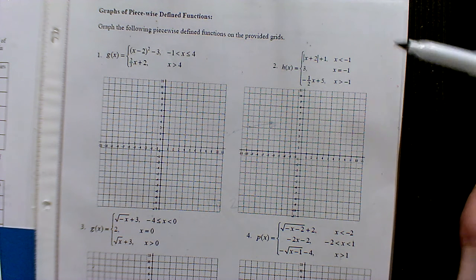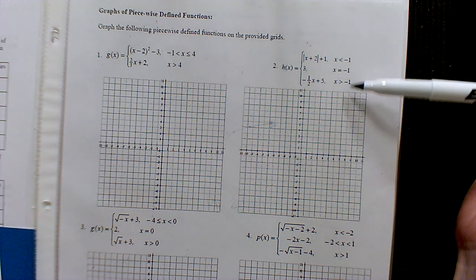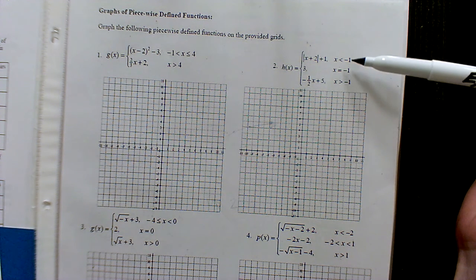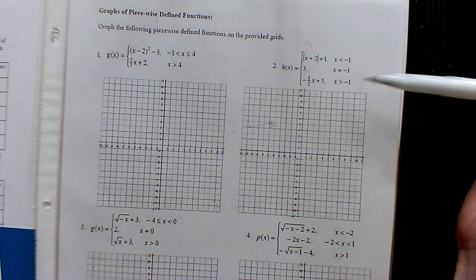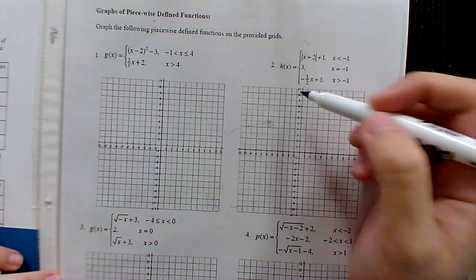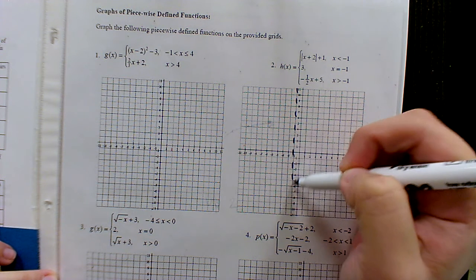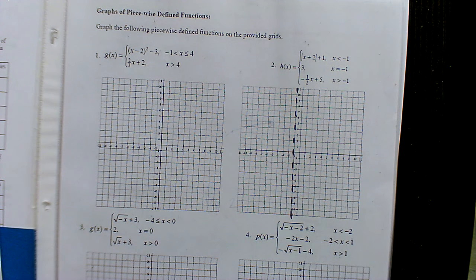If you take a look at number 2, we're going to start with looking at the domain sections of these different pieces. Notice how each domain piece is kind of involving that x value of -1. So I'm going to draw a little barrier at -1.